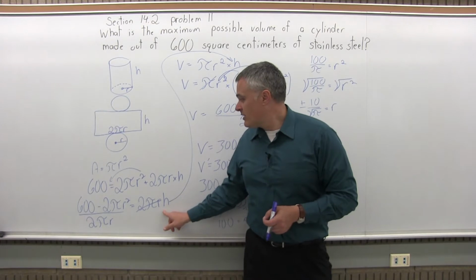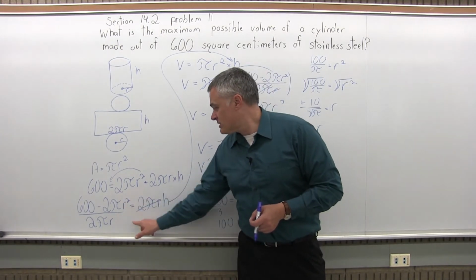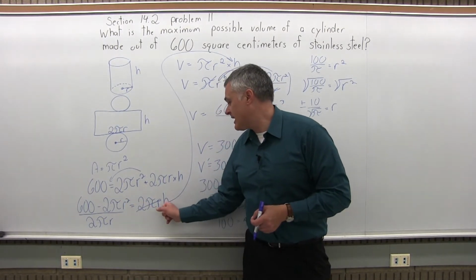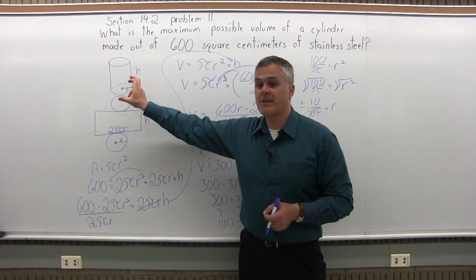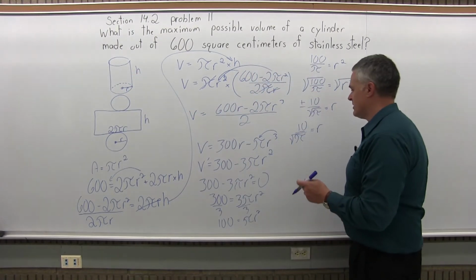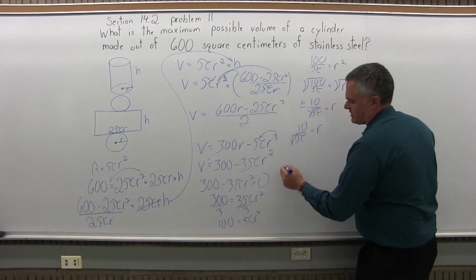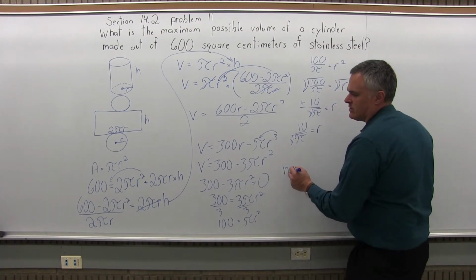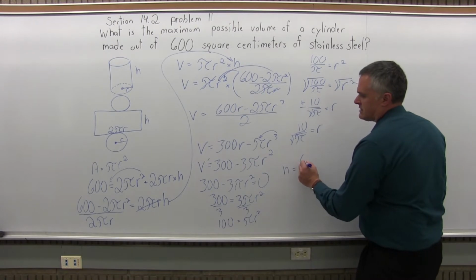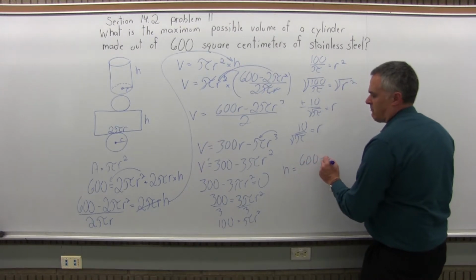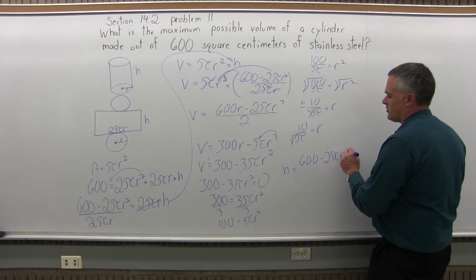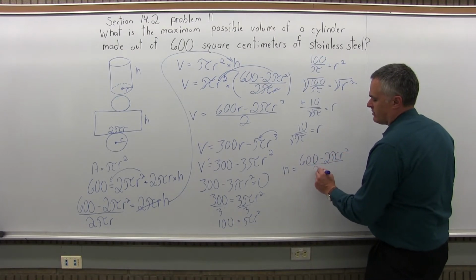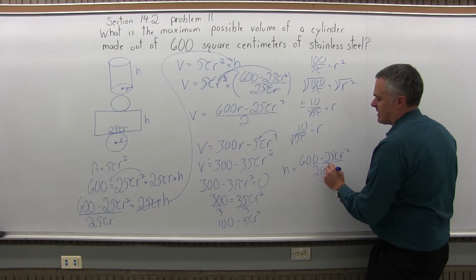Now, R is related to H through this equation here. So now once I have R, I can find H, and once I know both R and H, I can find the maximum for this cylinder. So I have an equation here that says H equals 600 minus 2 pi R squared over 2 pi R.